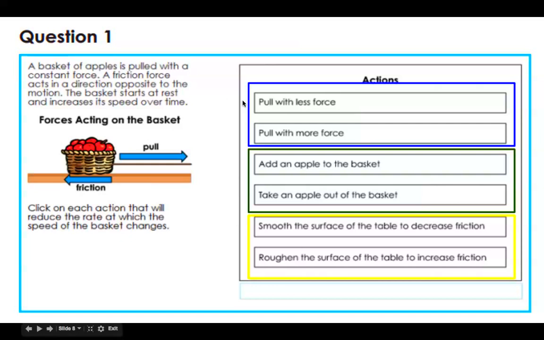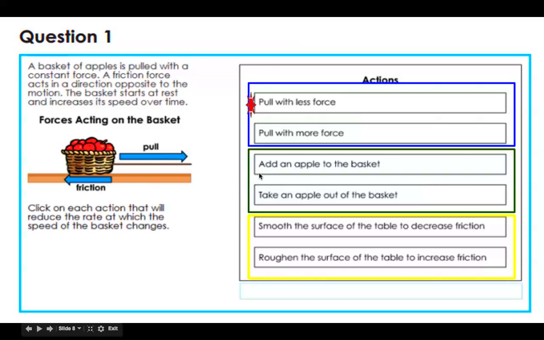I'm going to start up here in this blue box. Now remember, I want something that is going to slow the speed at which the basket changes. So what would make that happen? Pulling with less force or pulling with more force? Take a moment and take a guess on which one would cause that basket to slow down. Okay, pull with more force, that would make it go faster. So if you were thinking pull with less force, you are correct. That would reduce the rate at which the speed of the basket changes.